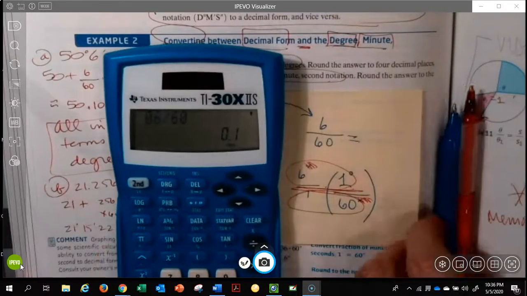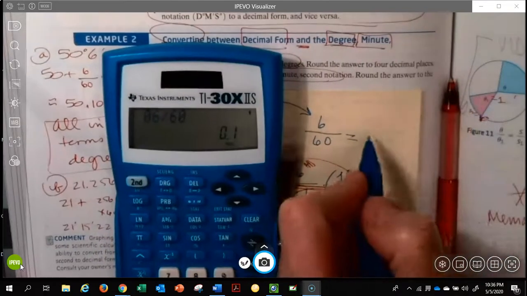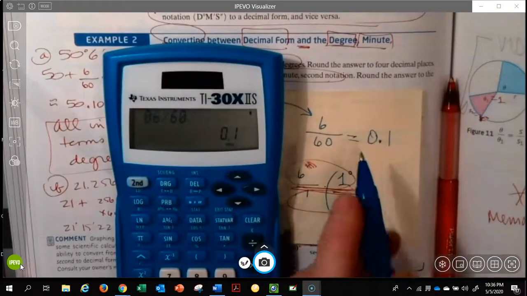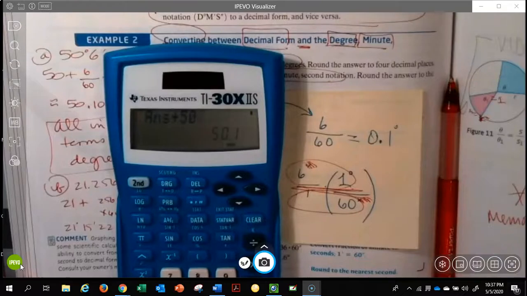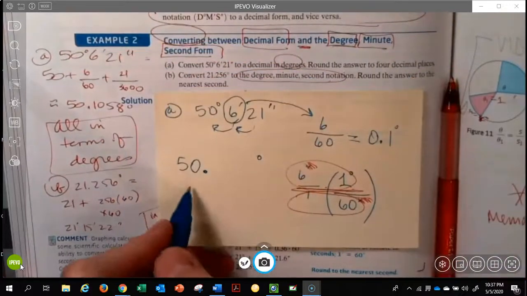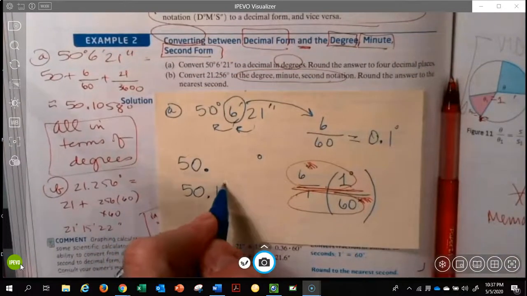I can do it multiple ways. I just need to keep up with what I'm doing and where I am. This is worth 0.1 degree. And I can go ahead and add it into the 50. And when I do, I'm sitting at 50 and 1/10 degree.